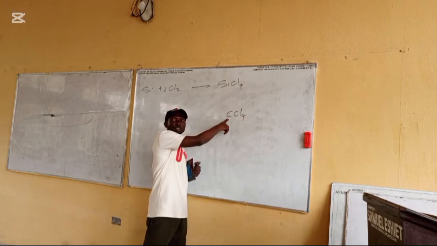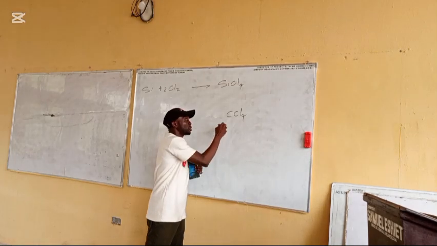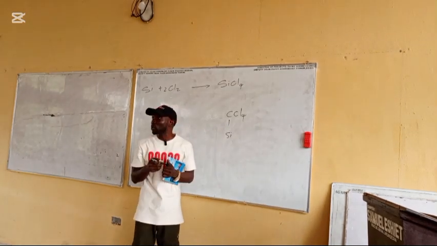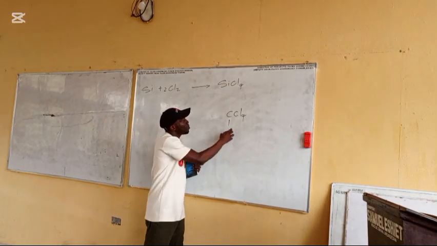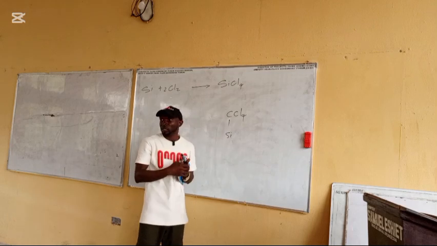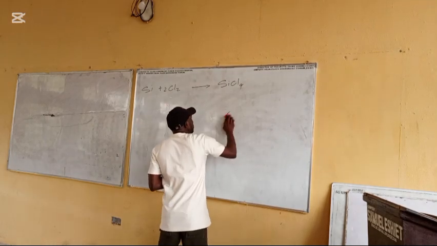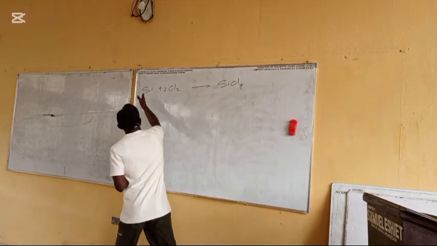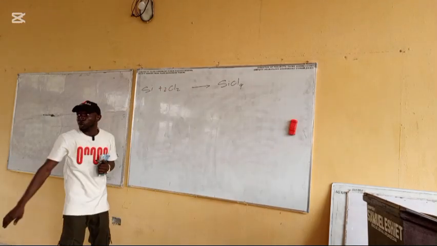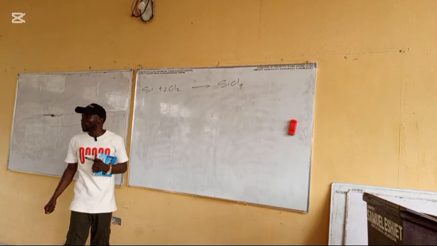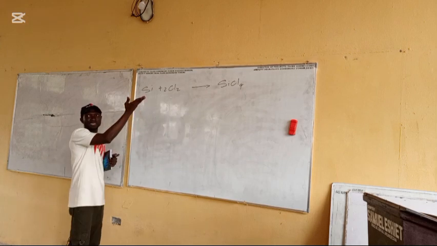Carbon is found in group 4. And directly under carbon you have silicon. Are we together? Silicon can also form silicon tetrachloride. Am I communicating? And the constituents are going to be silicon atoms and 2 molecules of chlorine. So that's the balanced equation.